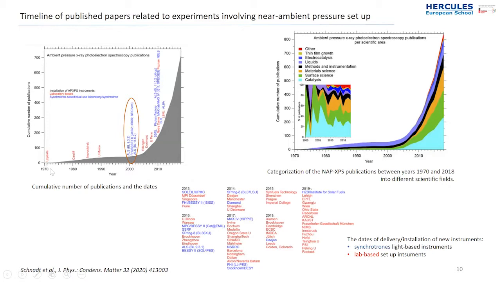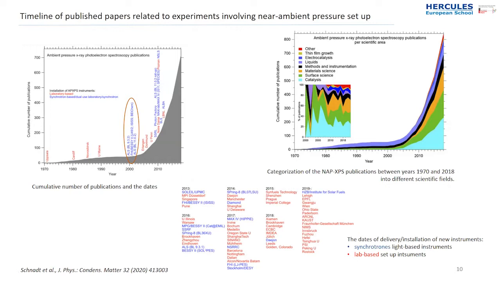In this graph, you can see how popular it is to use near ambient pressure. As you may know, Kai Siegbahn got the Nobel Prize in 1981 for the development of X-ray photoelectron spectroscopy. It's based on the photoelectric effect, which was described by Albert Einstein, who got a Nobel Prize for it in 1921. So you see, it's quite an interesting technique.